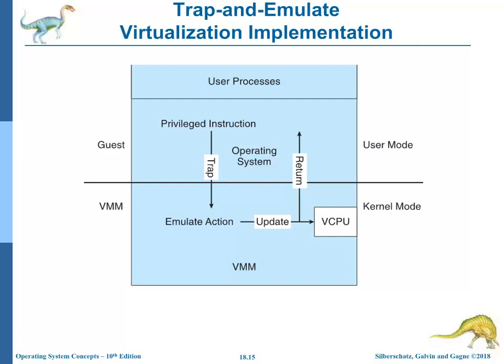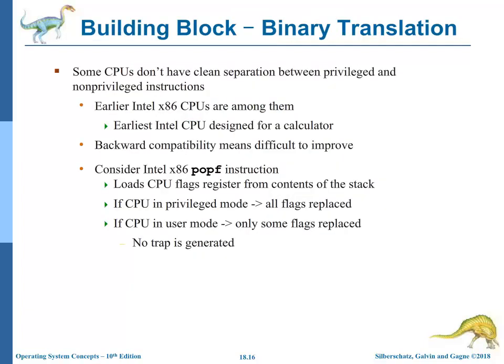In addition, the CPU is being multi-programmed among many virtual machines, which can further slow down the virtual machines in an unpredictable way. Some CPUs don't have a clean separation of privileged and non-privileged instructions. Backward compatibility throughout the lifetime of the architecture prevented changes that would have made virtualization easier through many generations.